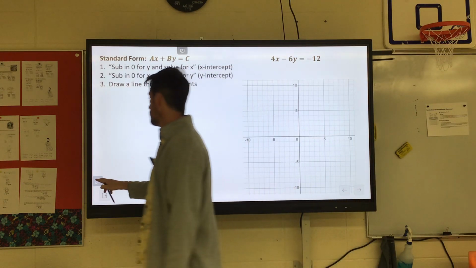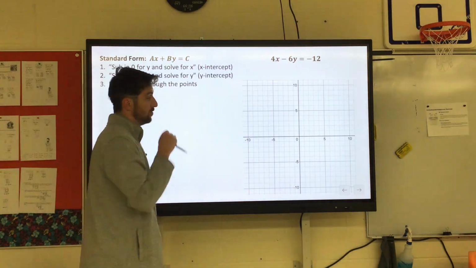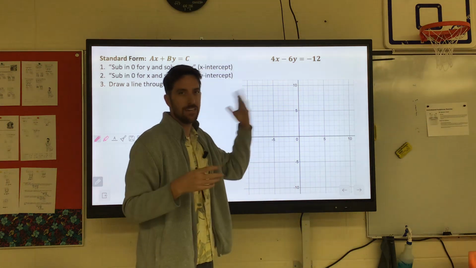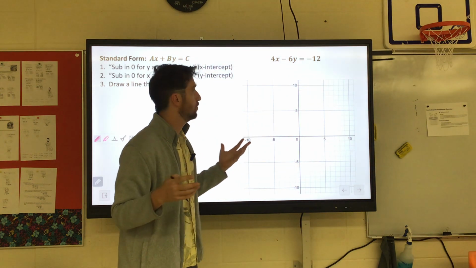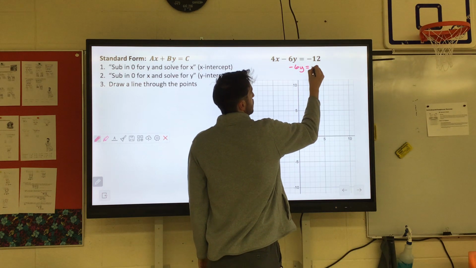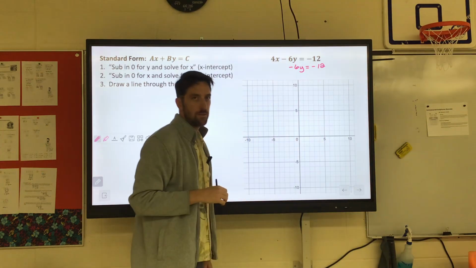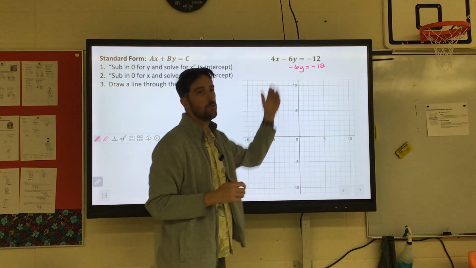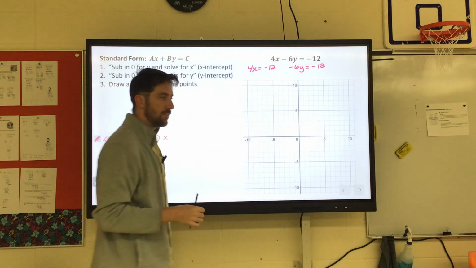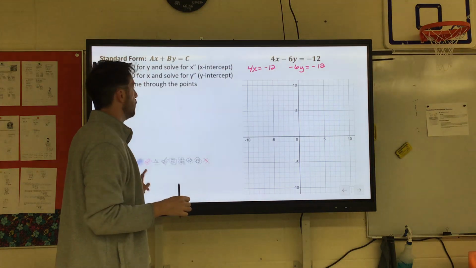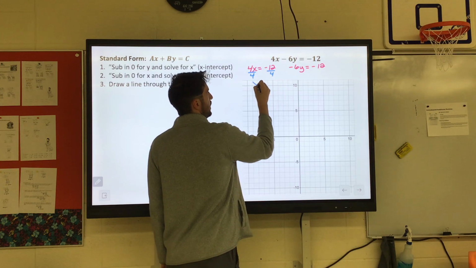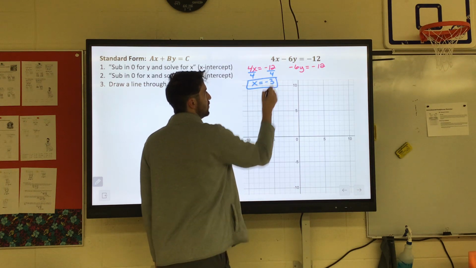Standard form, a little tougher. It's when you have the x and y on the same side. What we do is substitute in 0 for x, but 0 times anything is 0. So basically cover up the x part of the equation and write what's left. If I did that here, we'd have negative 6y equals negative 12. We're also going to do the same thing with the y's. We cover those up and we're left with 4x equals negative 12. We're going to solve both of these equations and they will give us the x and y intercepts. So 4x equals negative 12, we'll divide by 4. We get x equals negative 3. Our x-intercept is negative 3.